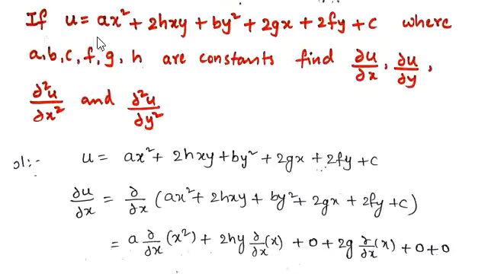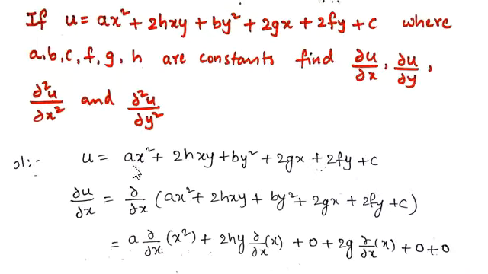If u is equal to ax² + 2hxy + by² + 2gx + 2fy + c, where a, b, c, f, g, h are constants, find ∂u/∂x, ∂u/∂y, ∂²u/∂x², and ∂²u/∂y². As we know, ∂u/∂x means partial differentiation of u with respect to x, and in the same way ∂u/∂y means partial differentiation of u with respect to y.